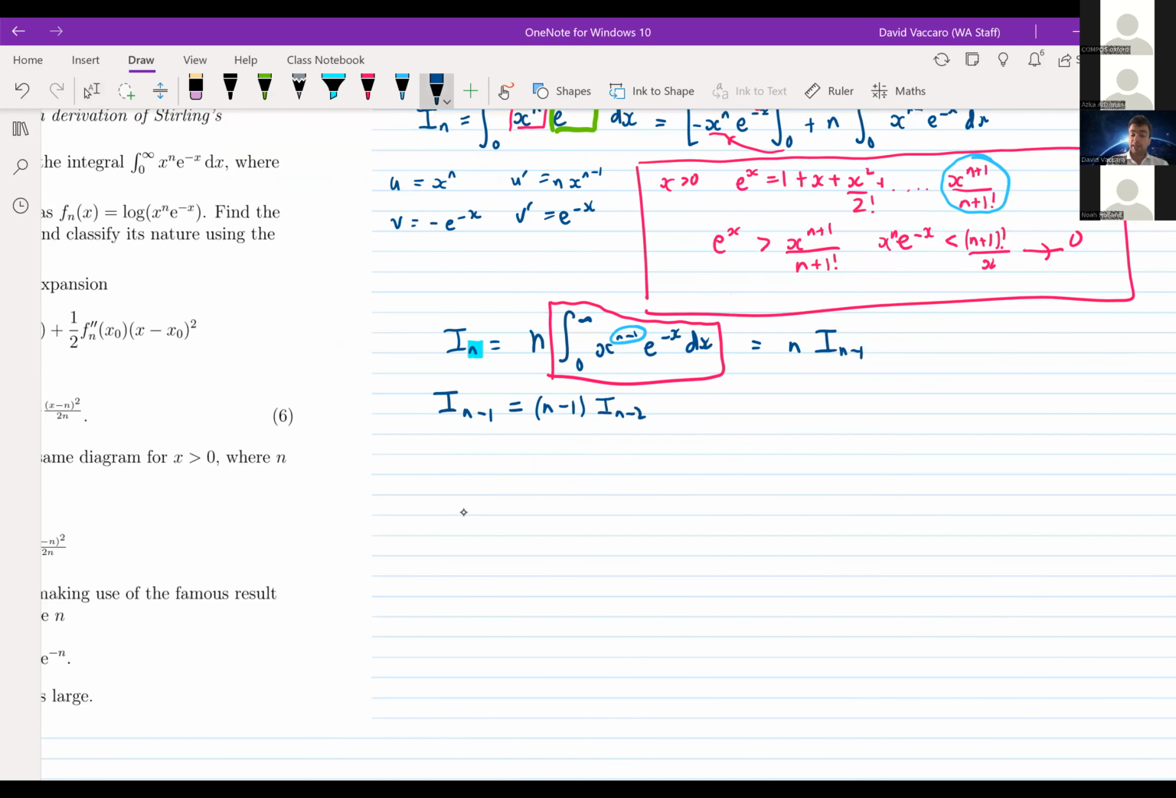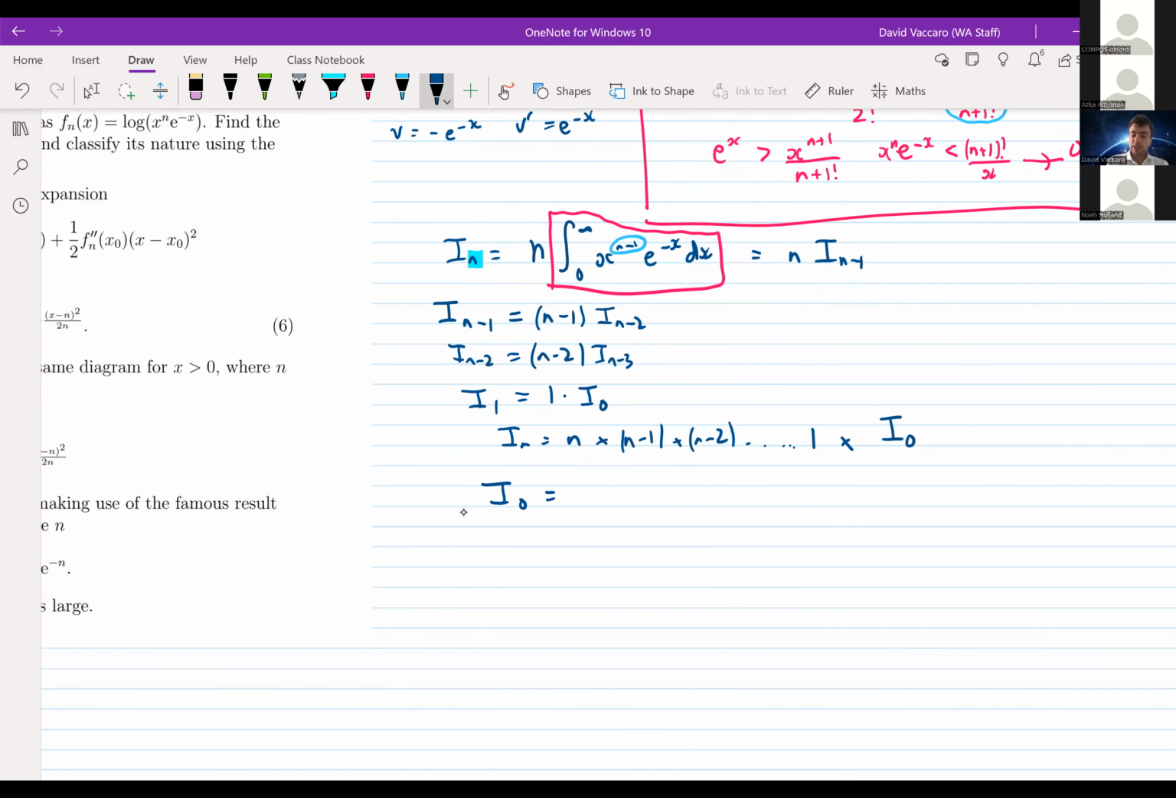And then I can keep playing the same game all the way down to I_1, which is 1 times I_0. And now if I substitute everything back in, every time I go down a step, I multiply by the next number down. So I can say that I_n is n times n minus 1 times n minus 2 times ... times 1 times I_0.